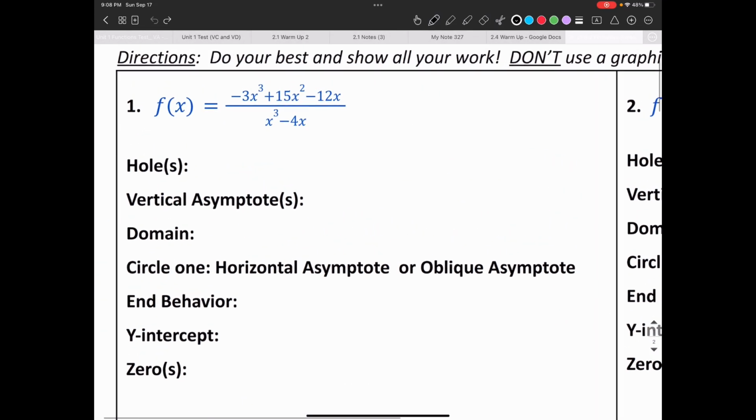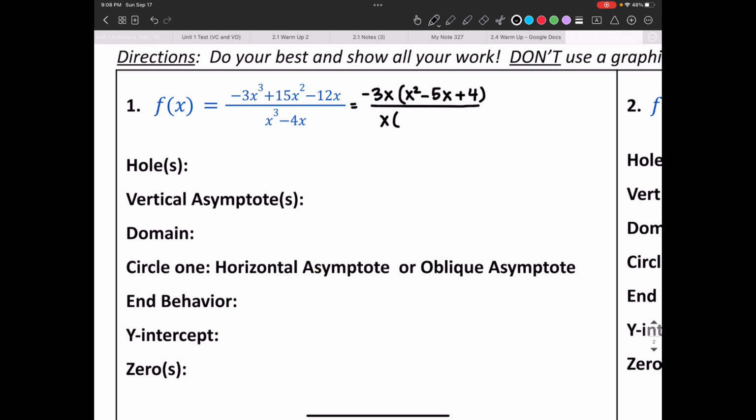For number one, the first thing that I'm going to do is factor this. I'm going to look and see first, always when I'm factoring, I check for a GCF. I'm going to take out the GCF in the numerator because it is negative 3x. So I'm going to take out a negative 3x, and then this is going to become negative 3x times x squared minus 5x plus 4.